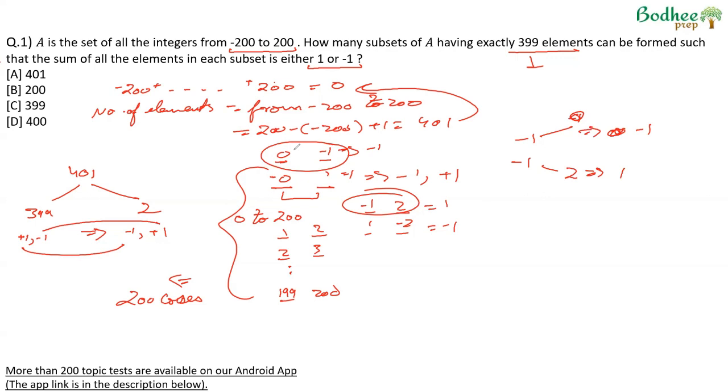For each case, we can put the negative sign in the first number and the second number. So two cases from there. So a total of 400 cases are possible, in which case we can choose two numbers which will add up to minus 1 or 1. And correspondingly, the remaining 399 will also have a sum of minus 1 or 1. Hence, D becomes the answer.